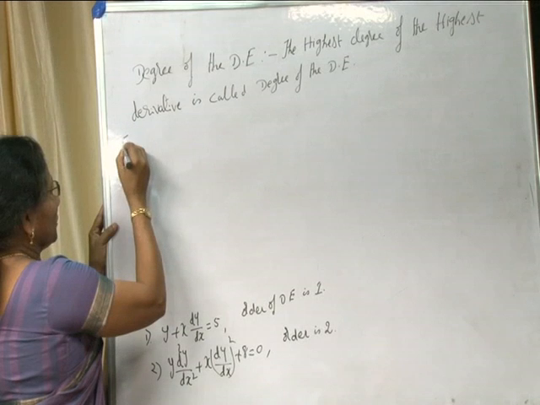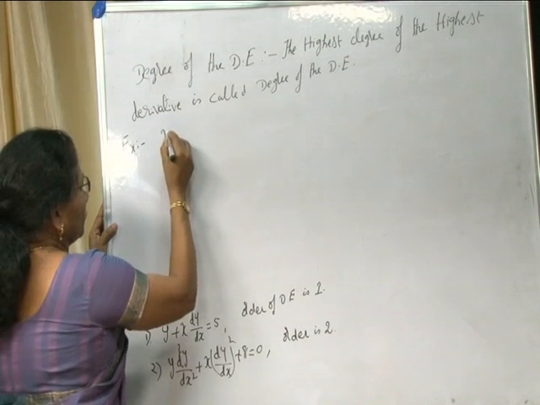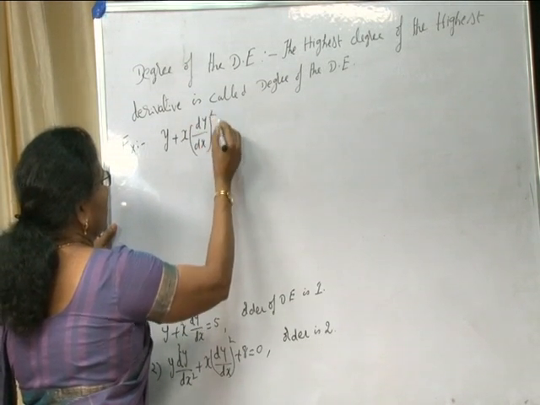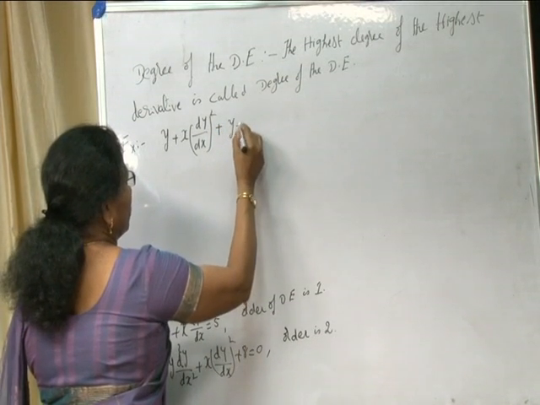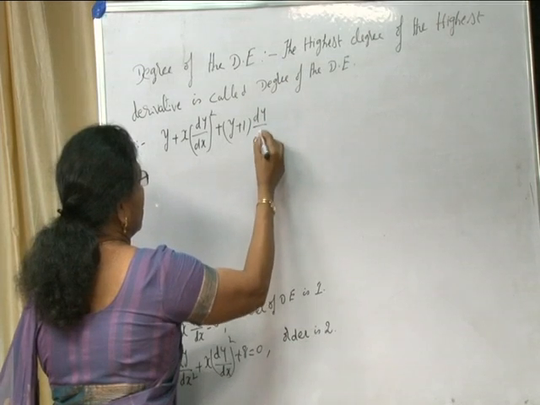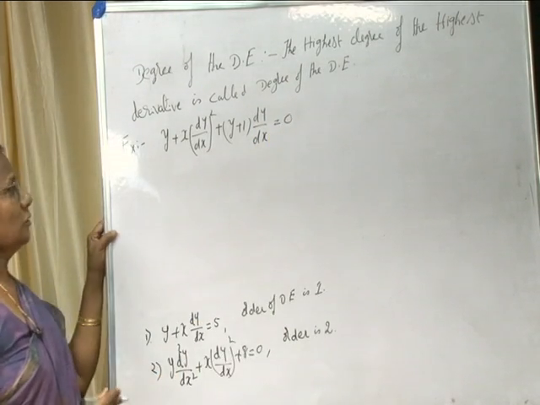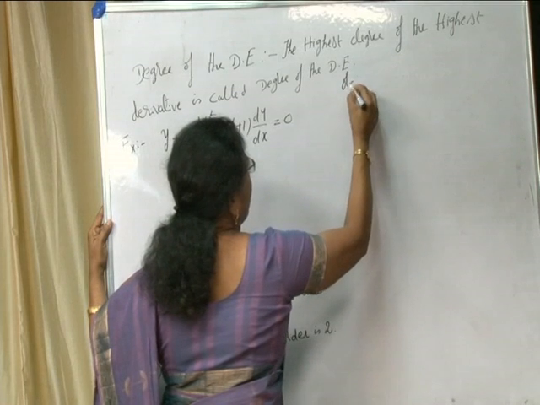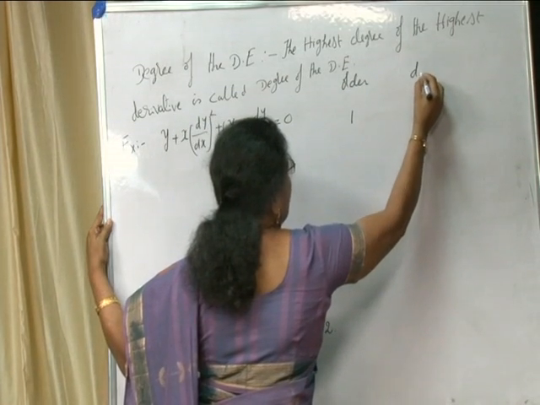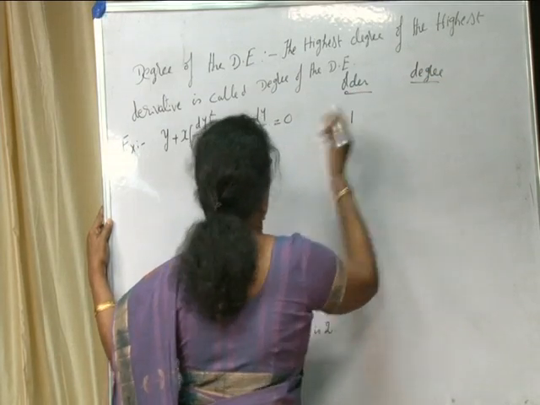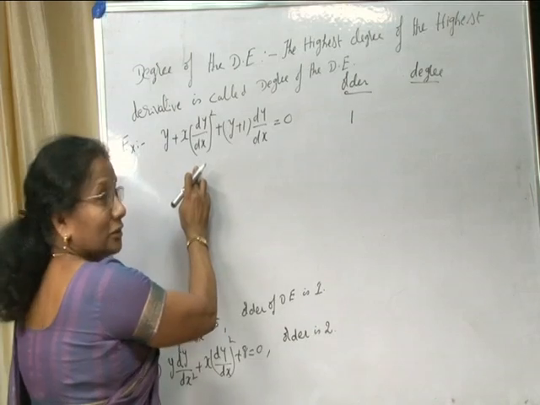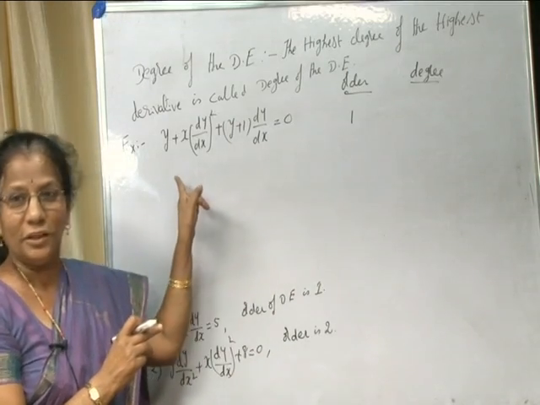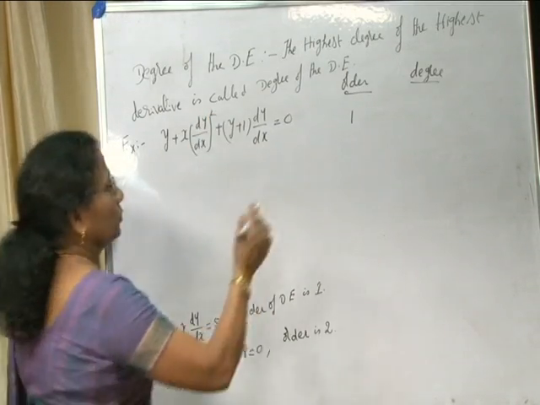Similarly, other examples: y plus x into dy by dx plus y plus 1 dy by dx is equal to 0. Order of the differential equation, if we take, order is 1. So what is the degree? Order of this equation is 1. Highest derivative is first derivative in this equation. So what is the degree of that highest derivative? Degree is 2.